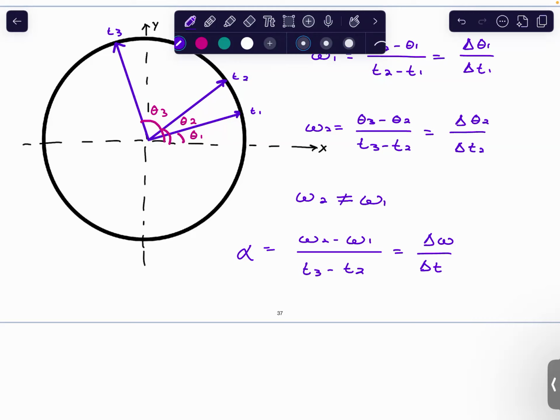So then the question is, if you're solving problems with this, what are the units of angular acceleration? Radians per second squared. So just like linear acceleration is meters per second squared, same idea here.